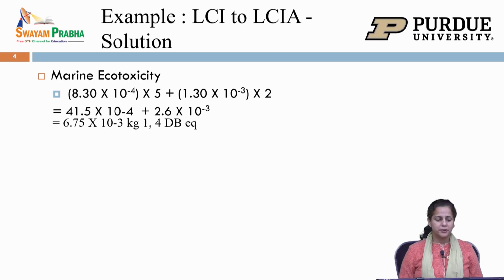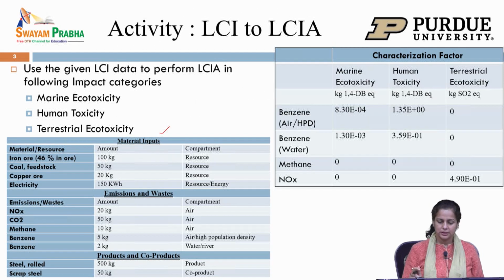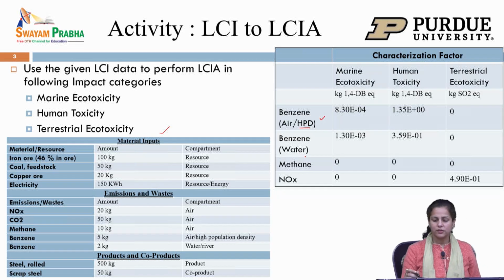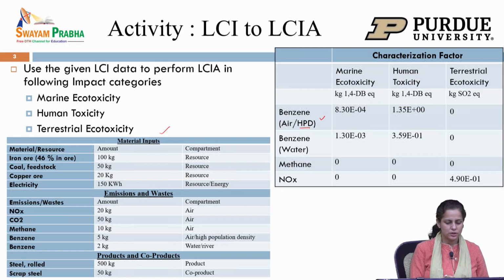So, when you calculate marine ecotoxicity, we have to see what the contributing factors to marine ecotoxicity are. So, we have benzene in air, where the sub-compartment is high population density, and benzene in water. The characterization factor is given in terms of kg 1,4-DB equivalent. In our emissions, we have benzene in the air and also benzene in the water. So, we have 5 kgs of benzene going to air and 2 kgs of benzene going to water.